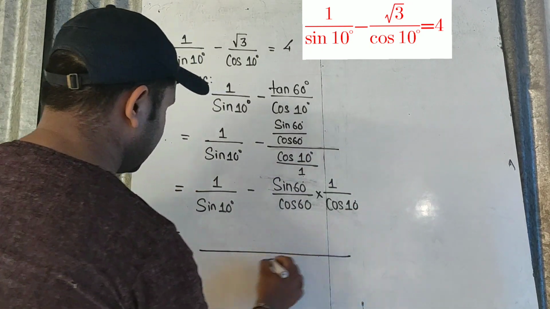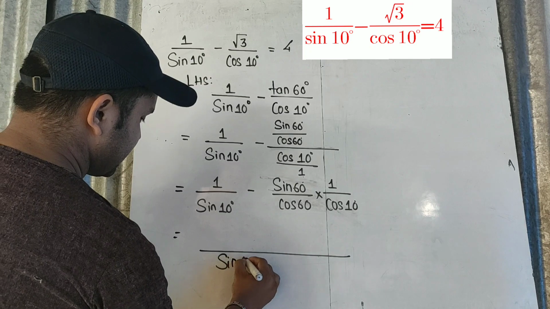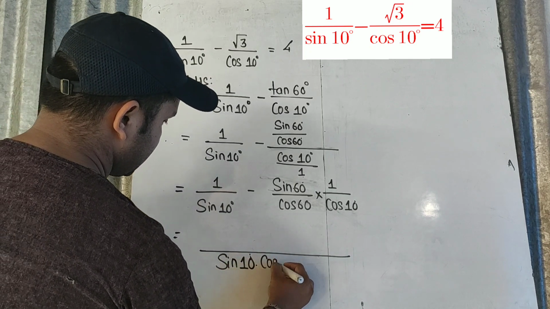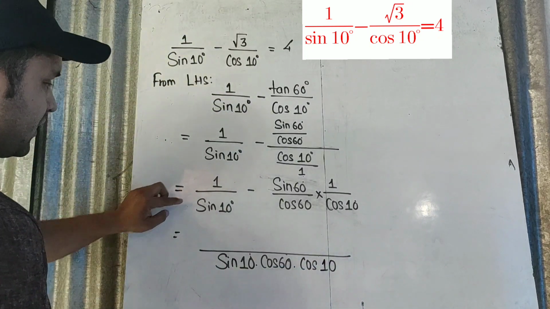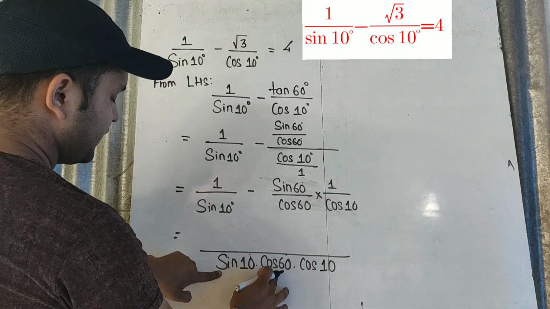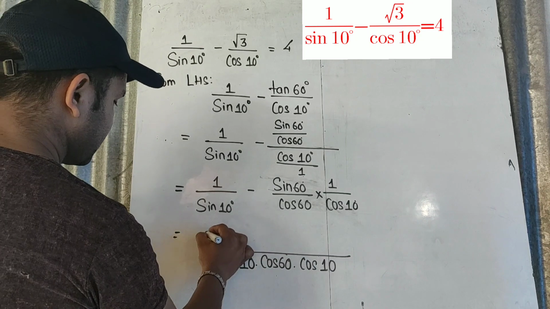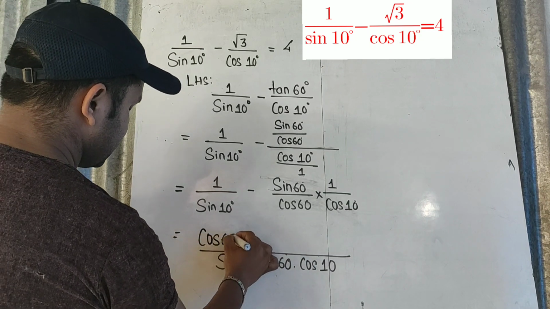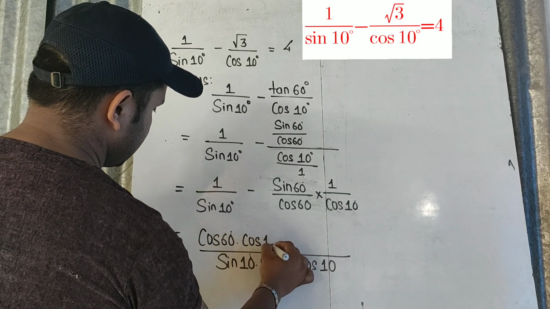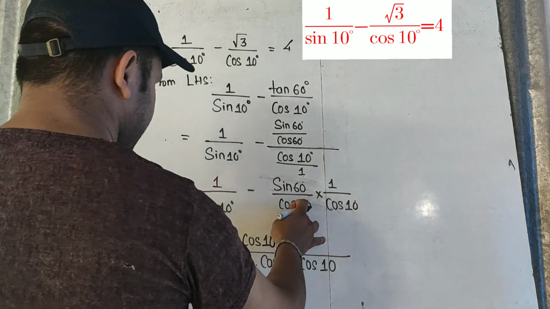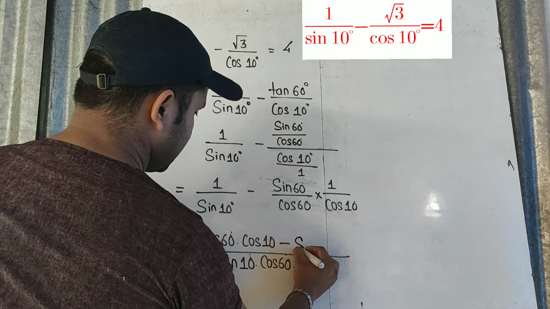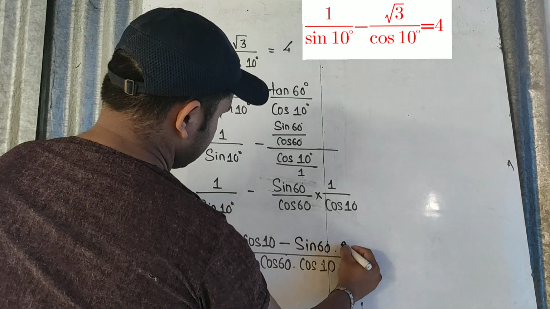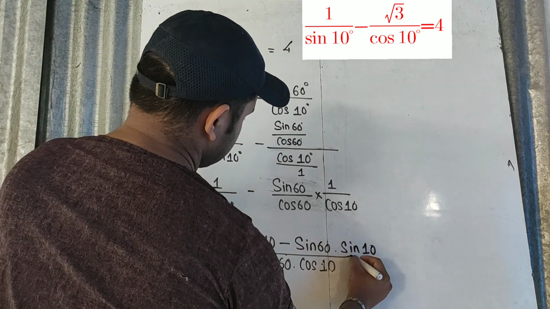Now we take an LCM. Sin 10 cos 60 cos 10. So you have sin 10 here. What you don't have is cos 60 into cos 10. So I'm going to write the same thing, cos 60 dot cos 10 minus, you have cos 60 here, cos 10 here. What you don't have is sin 10. So here you write sin 60 dot sin 10. I just simplified this portion.